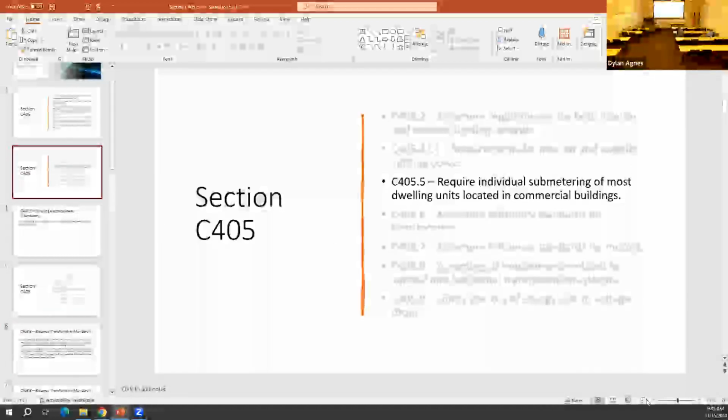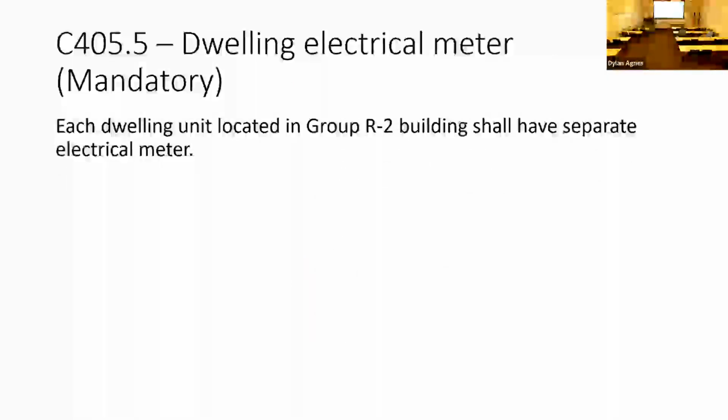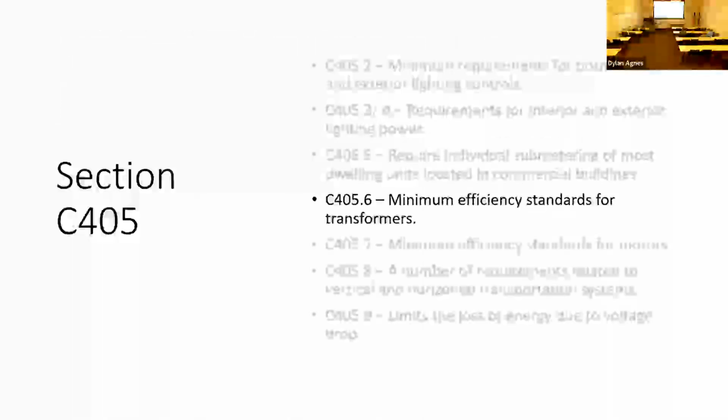So this is probably the only one that is maybe of interest to you guys, the individual submetering for dwelling units located in commercial buildings, i.e. multifamily. Each dwelling unit located in a group R2 building shall have a separate electrical meter. Boom, that's it. These are pretty straightforward and very unique.